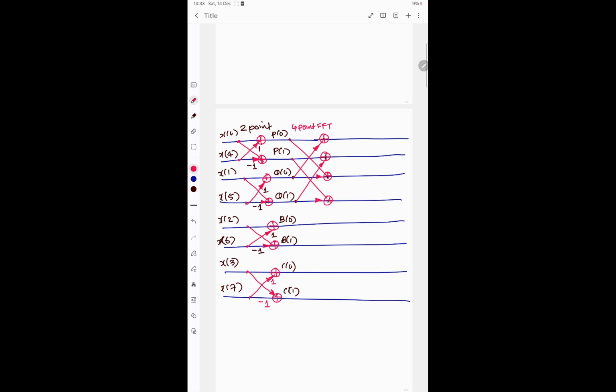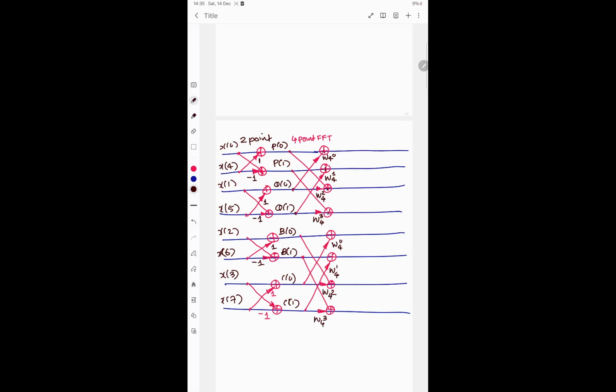Here the 4 lines are connected, the first 4 and the second 4, and the corresponding coefficients are W4 to the power 0, W4 to the power 1, W4 to the power 2, W4 to the power 3. Why is it 4? Because in this particular stage we are doing the 4-point FFT. The same process will continue for the lower 4. So now we have the lower 4 also. The coefficients are exactly the same as the previous one.